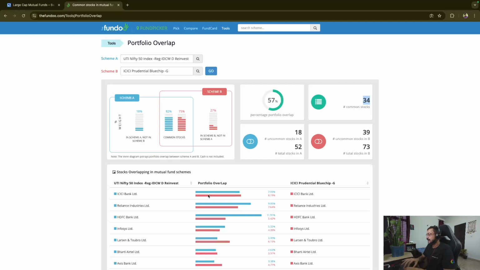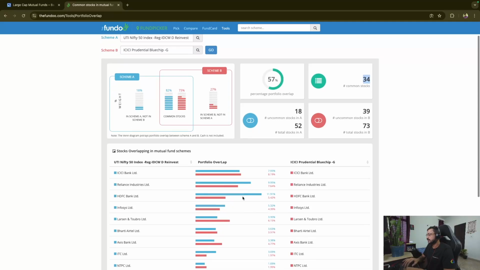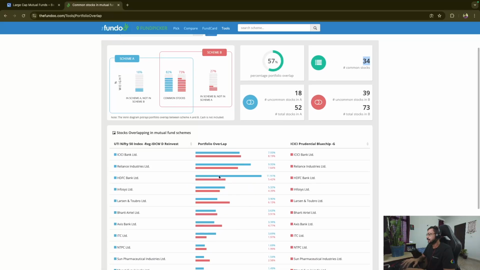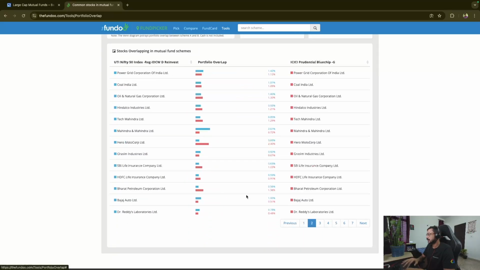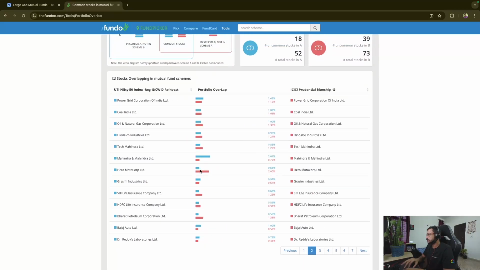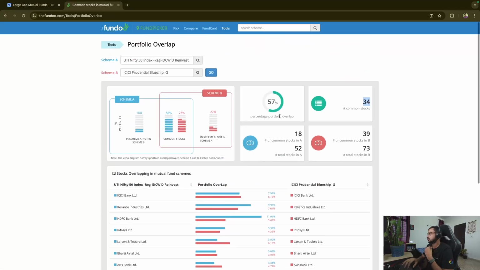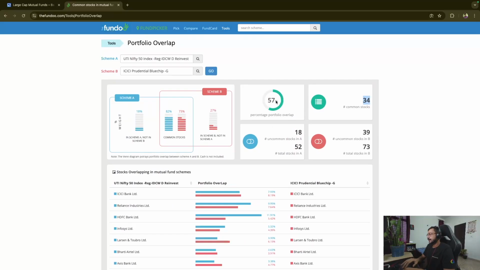So if you see ICICI Bank, both of them invest in that particular company. Reliance Industries, both of them invest. HDFC, Infosys, everything, right? So you can dive further into it, like what are the other companies and how much percentage they invest. But the whole idea is just to look at the overlap ratio, right? So if I were you, I would not invest in both of these funds, right? Because there's no point. The point is to just diversify so that I can get better returns over time.